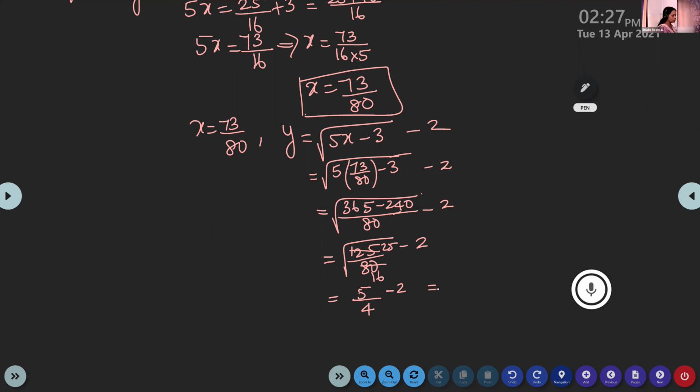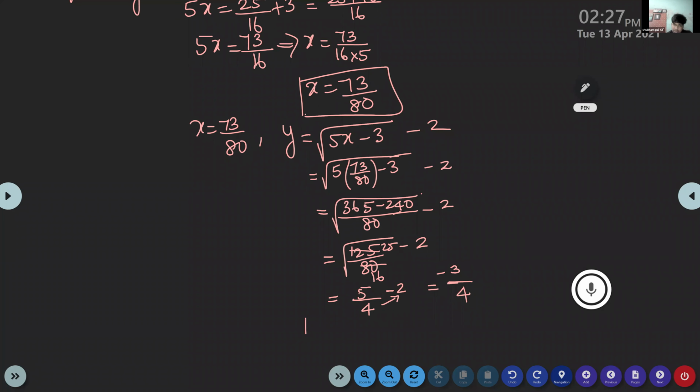5 by 4 minus 2 means it is, yes, what is the answer? Aparna: minus 3 by 4. Is it correct, Shubham? Here you will cross multiply, isn't it? What is 4 into 2? Minus 8. Yes, ma'am.